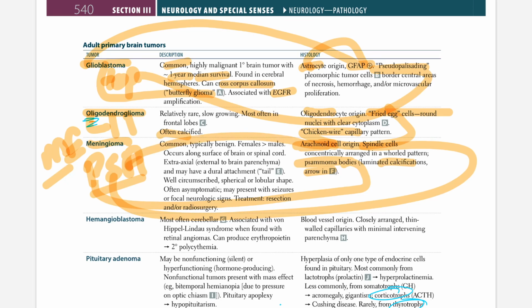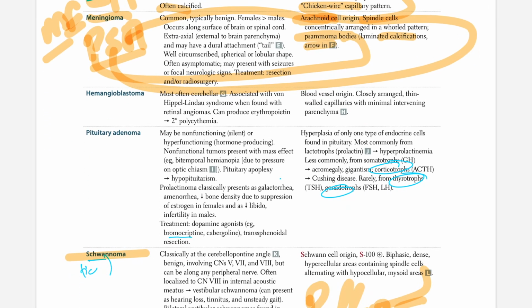So if you have any of this, arachnoid cell, spindle cell, psammoma bodies, you're going to think about meningioma. The next we have hemangioblastoma. Heme for erythropoietin production, secondary polycythemia. Angio means blood vessels. It's a blood vessel origin. Blastoma is associated with von Hippel-Lindau syndrome. The next is pituitary adenoma.